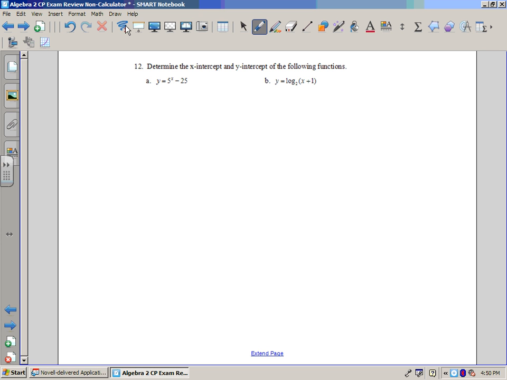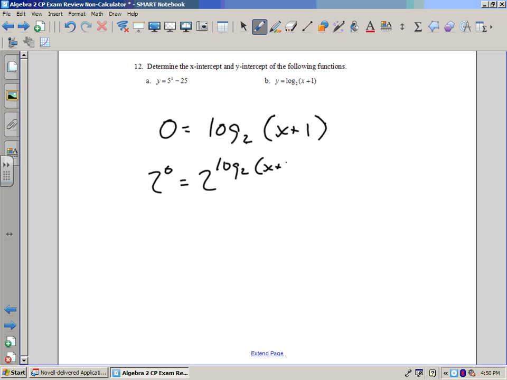Now, y equals log base 2 of x plus 1. To find the x-intercept, I'll set y equal to 0. So 0 is equal to the log base 2 of x plus 1. Let me 2 to the power both sides. 2 to the 0 is equal to 2 to the log base 2 of x plus 1. Well, 2 to the 0 is 1. 1 is equal to x plus 1. So x is equal to 0. So I get 0, 0.